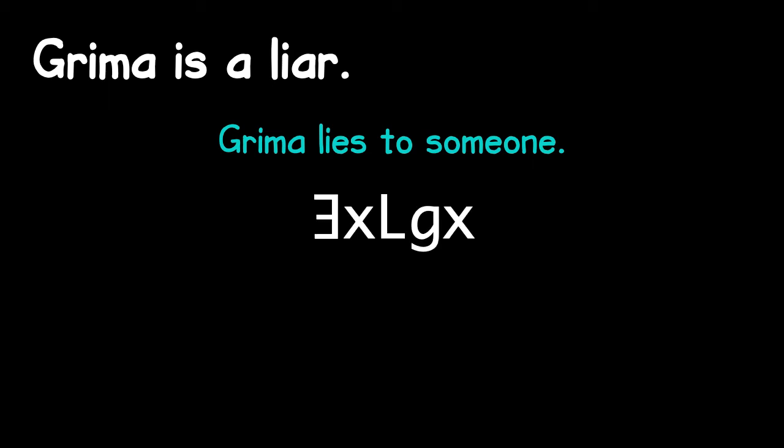Consider this sentence then. Grima is a liar. We don't have an extra predicate for being a liar, and we don't necessarily want to add one, because that would remove any logical connection between lying, the predicate x lies to y, and being a liar. What we can capture with our symbolization key is Grima is a liar in the sense that Grima lies to someone. And that we can translate as exists x, LGX.